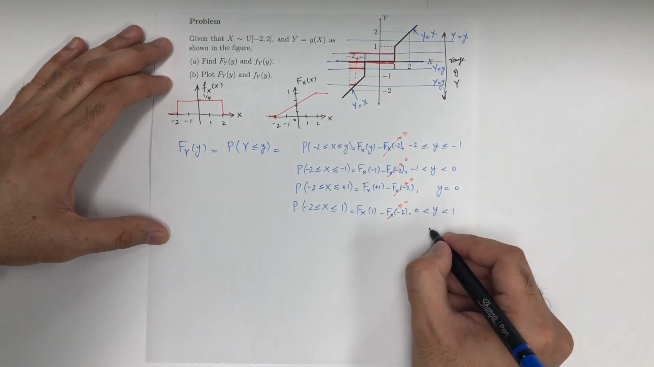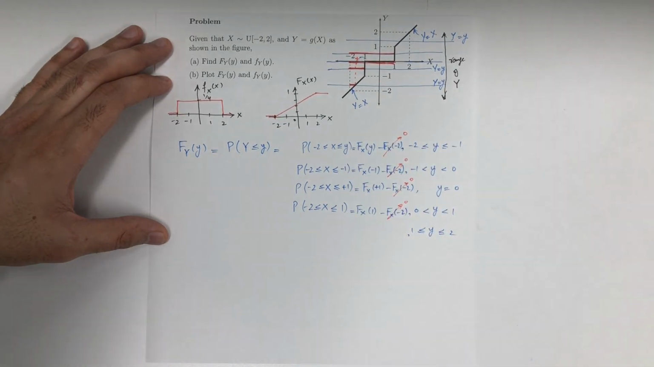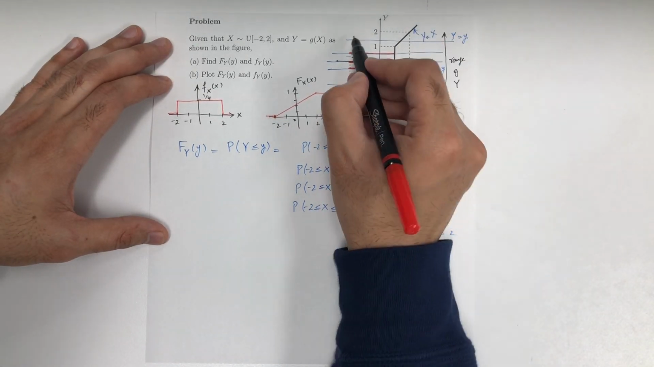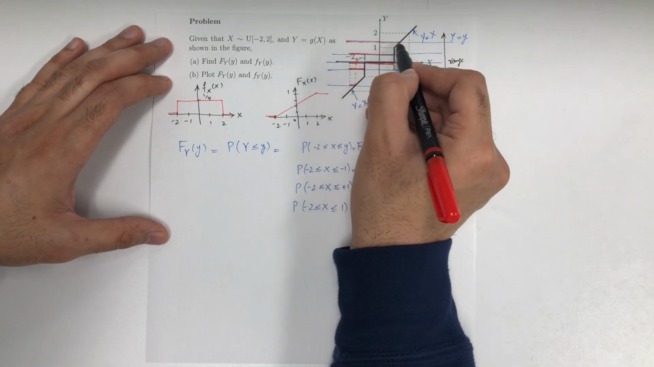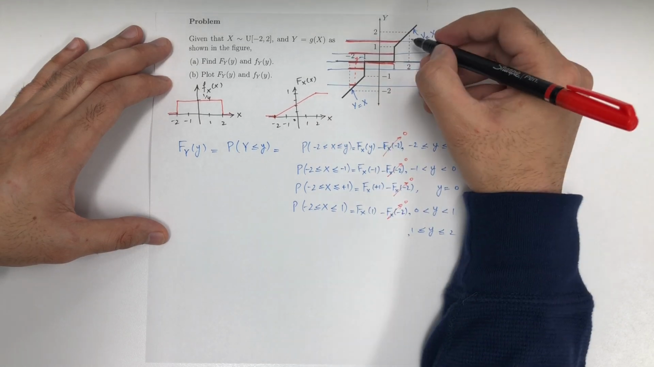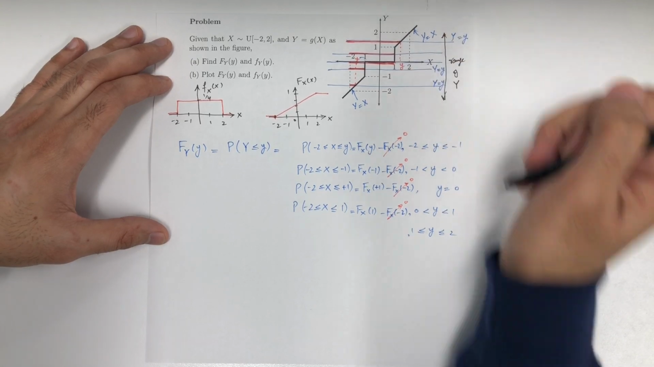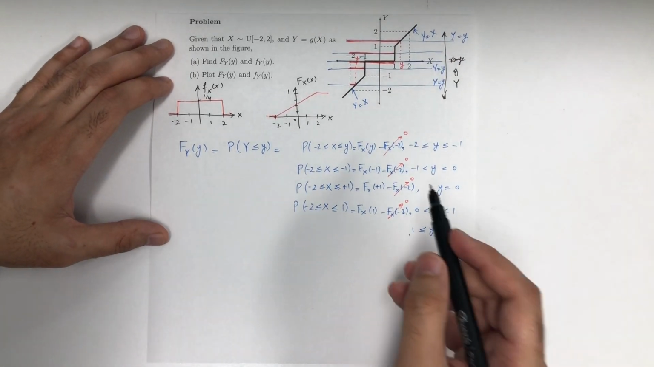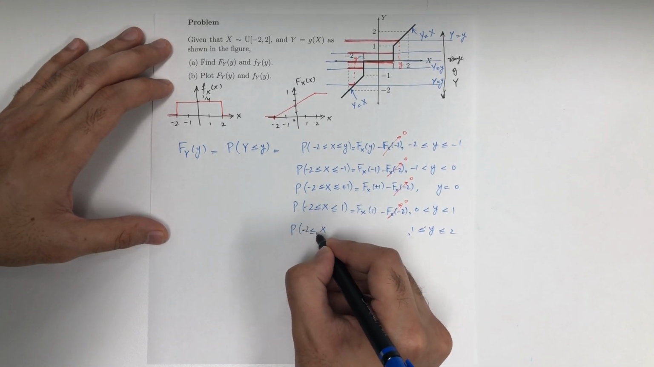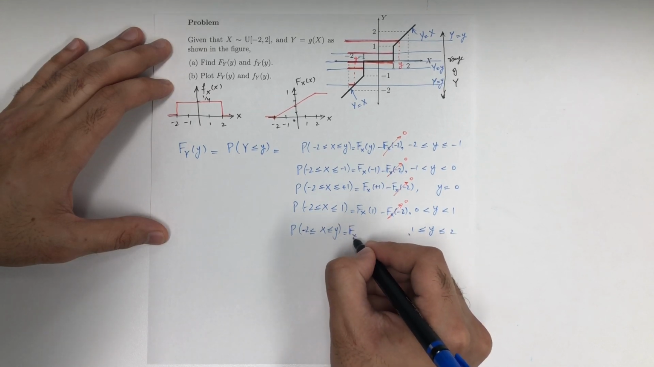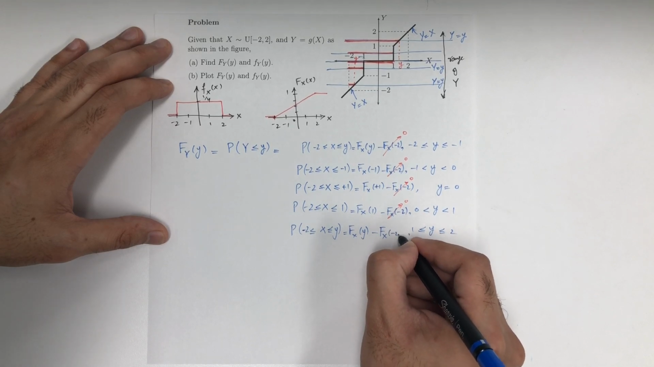Now the last possibility is that y is between 1 and 2. So that means the x has to be from -2 all the way up to this arbitrary point. And because, as we know, the equation is y equals x, this point will be x equals y. So this probability can be written as the probability that x is between -2 and y, which is fx of y minus fx of -2.